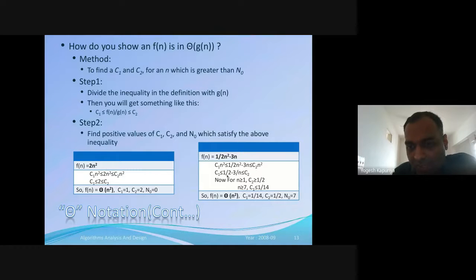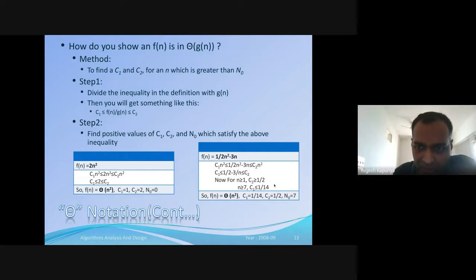Computing C1 is much more similar to what we have been doing in the big omega notation. For any value of n greater than or equal to 1, C2 is always going to be greater than or equal to 1 by 2, because you are subtracting 3 by n. That means you are subtracting something from 1 by 2. If you simply ignore that aspect, then you can say that for any value of n greater than or equal to 1, this is true.